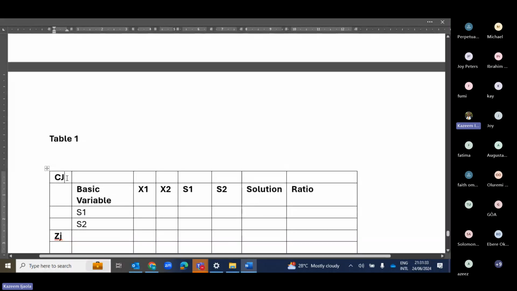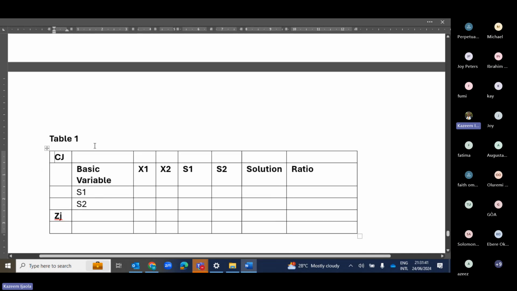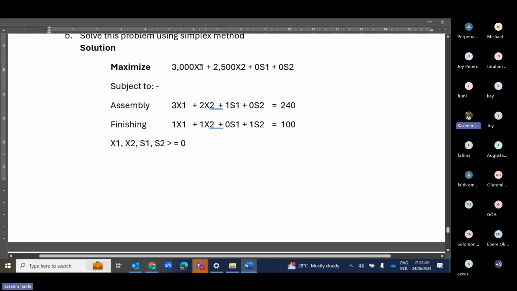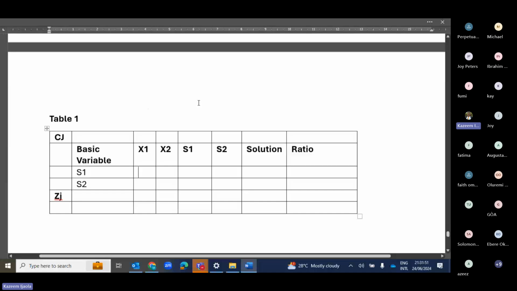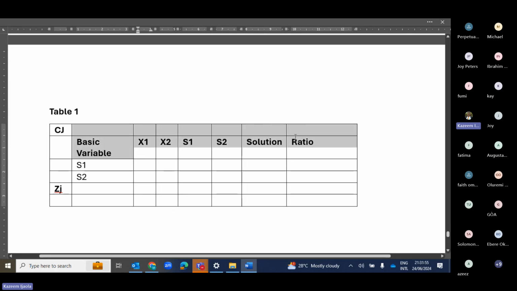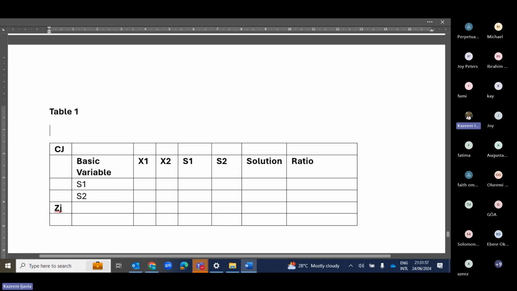Now, what is CJ? CJ simply means the coefficient of your variables. I explained this a lot in the last class, so if you were not here, just study this material. CJ means the coefficient of your variable. This CJ that you are picking here is basically for the objective function, so it is the objective function that you are writing.